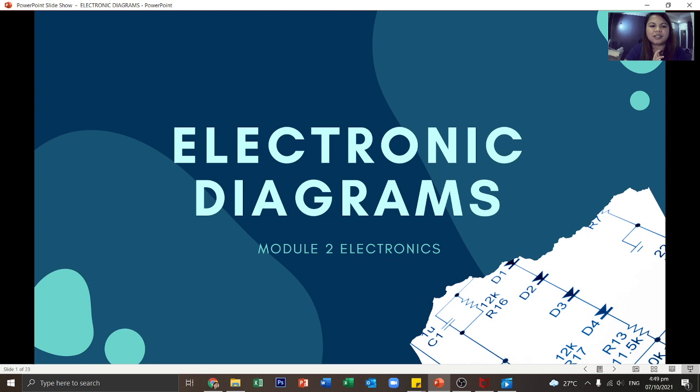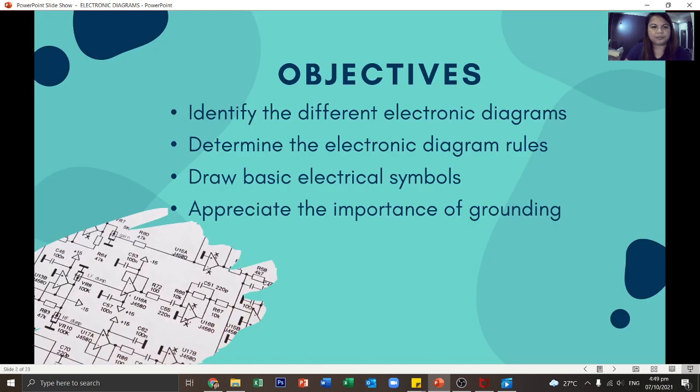Today I will be discussing Module 2 entitled Electronic Diagrams. But before we start, let us know the objectives of this discussion. At the end of this discussion, you should be able to identify the different electronic diagrams, determine the electronic diagram rules, draw basic electrical symbols, and appreciate the importance of grounding.